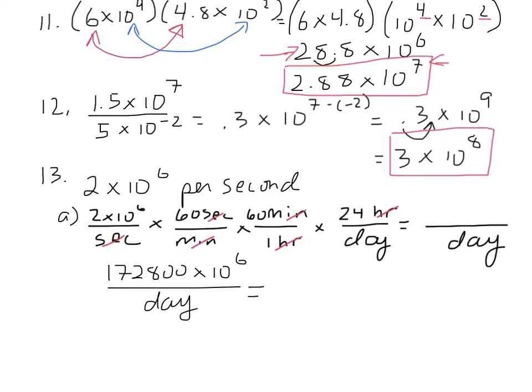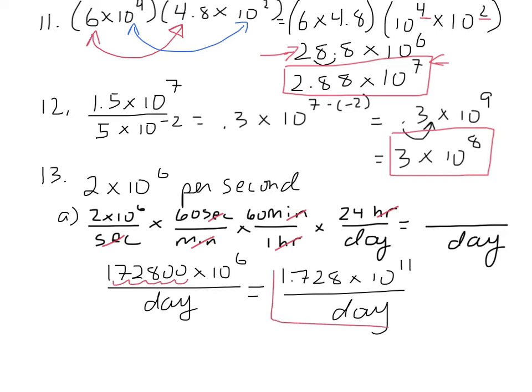I need to convert the numerator to scientific notation. So I'm going to move the decimal 1, 2, 3, 4, 5, to get 1.728 times 10. I move the decimal 5 times, so I add that to 6. So that is my final answer: 1.728 times 10 to the 11th red blood cells per day.